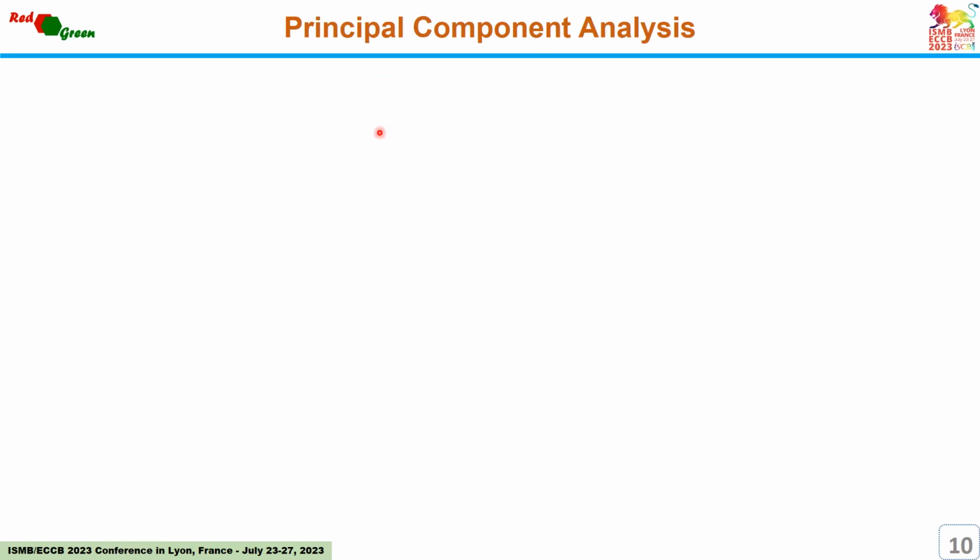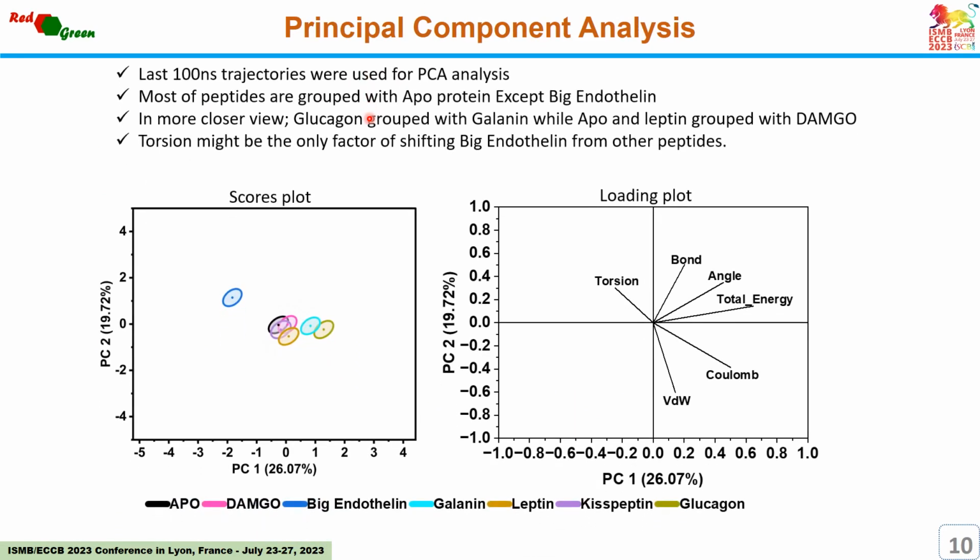In principal component analysis, we use 100 nanosecond trajectory data for PC analysis, and most of the peptides grouped with APO, and big endothelin is shifted from this group. For a closer view, we tried to explore the reason for the shifting of big endothelin from the APO group, and we show that in the loading plot, torsion would be the possible reason.